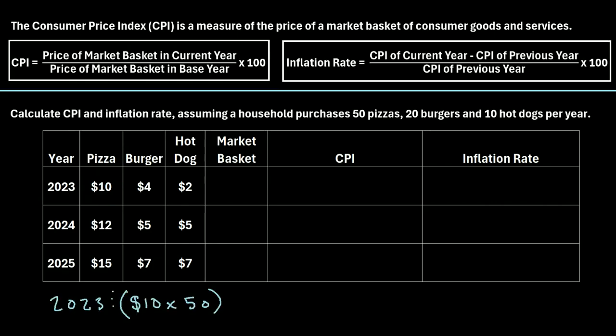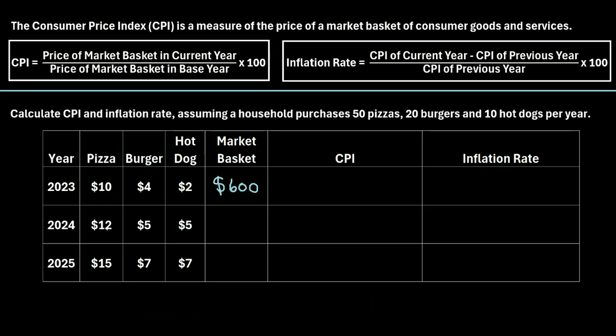So for the market basket for 2023, we have $10 times 50. Then to that we have to add the quantity of burgers times the price of burgers, so 20 times $4. And then to that we have to add the quantity of hot dogs times the price of hot dogs, so $2 times 10. And when you add all of those values together, it comes out to $600. So the market basket price for these 3 goods in 2023 is $600.